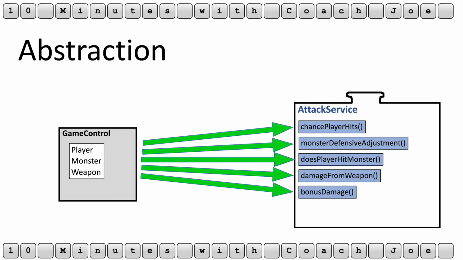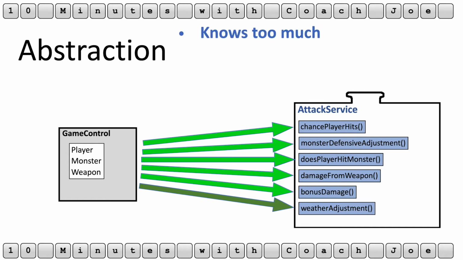Let me ask another question. What if the attack process added another method that somehow factors in weather? Say, a weather adjustment method used to determine the player's ability to hit the monster. Inside the attack service class, a new method could be added, but that also means a change is required in the Game Control class to call the new method.